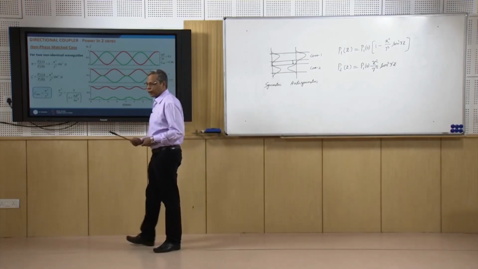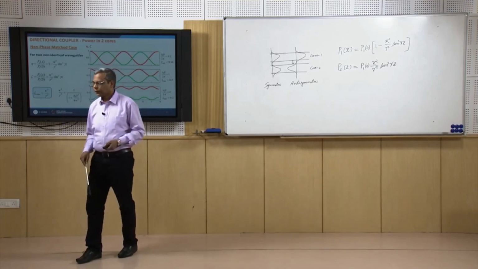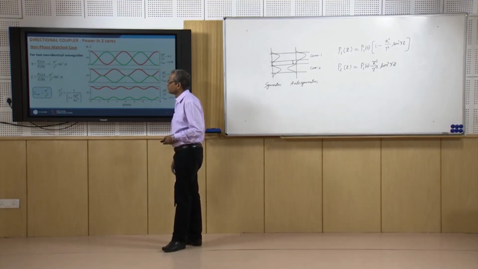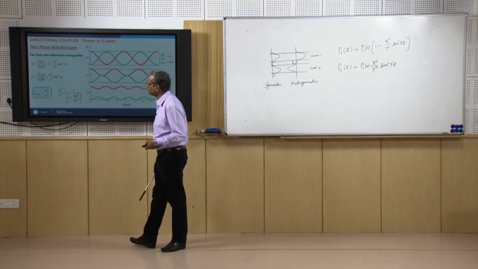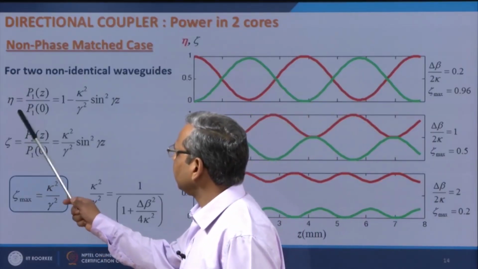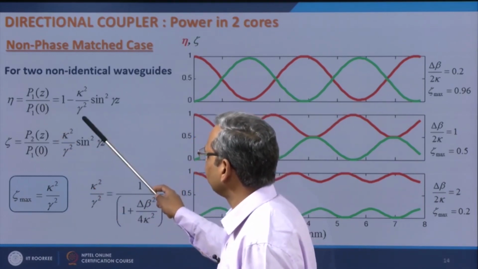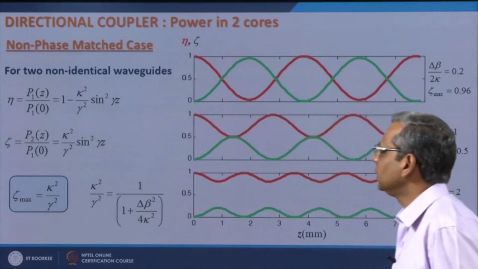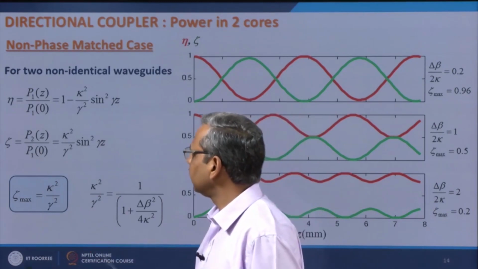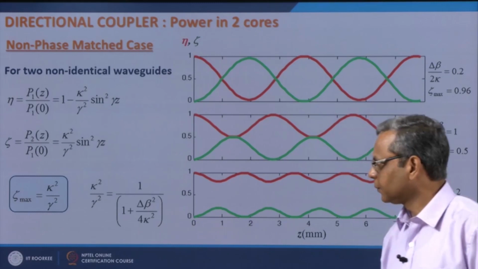So, that was the phase matched case where delta beta is equal to 0. In general, if I have two non-identical waveguides, then delta beta is not equal to 0, and the fraction of power that appears in core 1 is given by P1(z) over P10, which is 1 minus kappa square over gamma square sine square gamma z, and the fraction of power that appears in core 2 is zeta, which is kappa square over gamma square sine square gamma z.